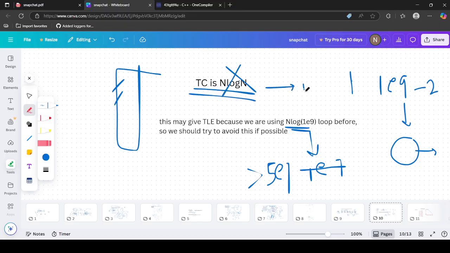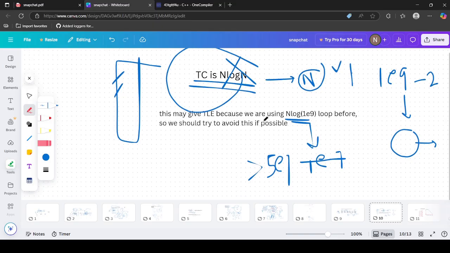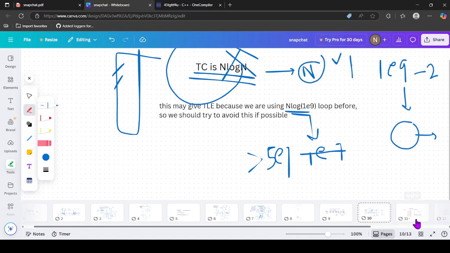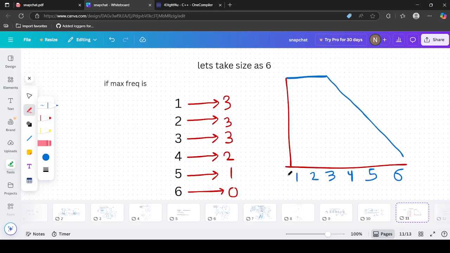If we can get O(n), then it is very good. If not, then we can try to substitute this. So let's think about whether we can get a better complexity than O(n log n). In these cases, the first thing is to take a very small size array and start thinking about different frequencies. So let's take the size as 6. The main thing is the maximum frequency of an element. So for now, let's assume that the maximum frequency is 1.